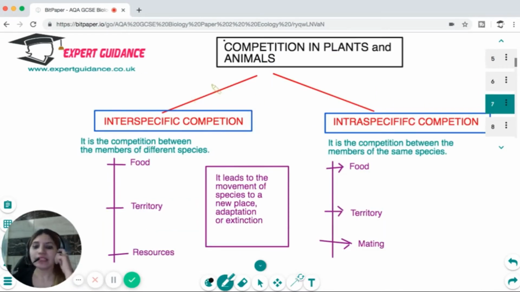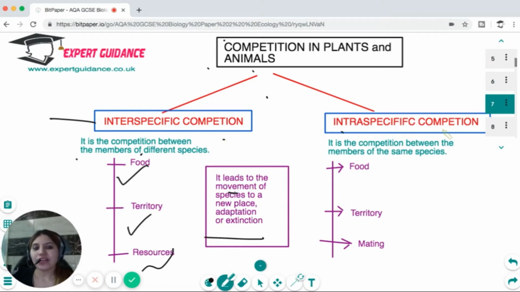Now, let's see what competition is in plants and animals. Competition is of two types. Interspecific competition is a competition between members of different species, which fight for food, territory, and resources. This competition can either lead to the movement of the species to a new place, or if they cannot outcompete, it can lead to adaptation that makes them a better survivor, or if there are organisms which cannot cope with the competition, they can become extinct.